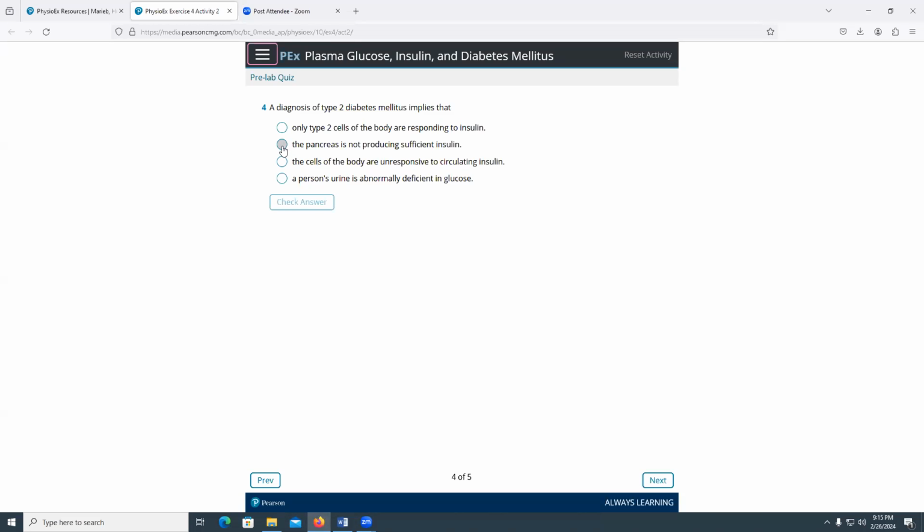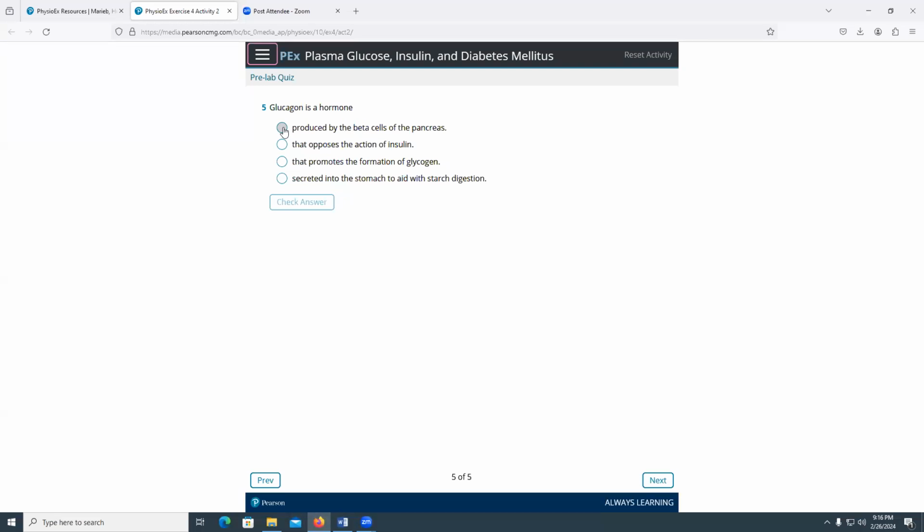The pancreas is not producing sufficient insulin. That's one. The cells of the body are unresponsive to circulating insulin. There is an end organ resistance. But when I say only type 2 cells of the body are responding to insulin, that doesn't make sense. A person's urine is abnormally deficient in glucose. That's not true. Okay, so let's move on.